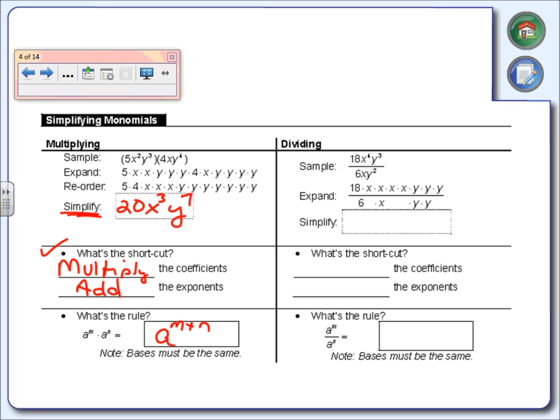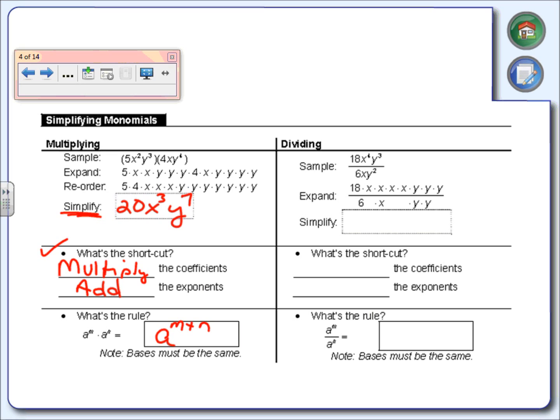Now notice there it does say that the bases have to be the same. In other words, you've got to be multiplying an x with another x, a y with another y. Can't mix up the variables. Can't mix up letters. So that takes care of multiplication. Let's take a look at the division now.